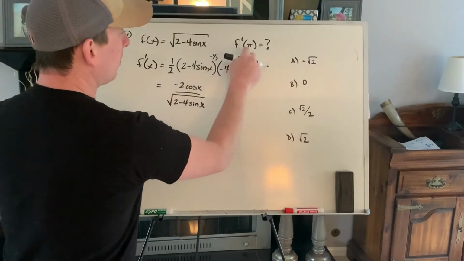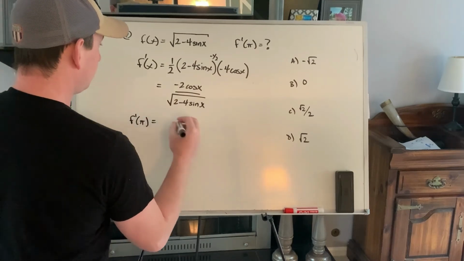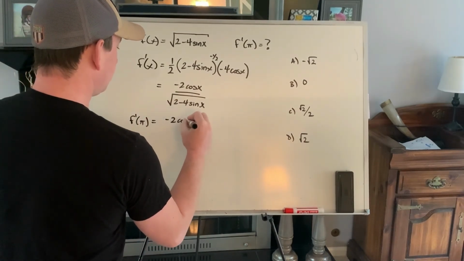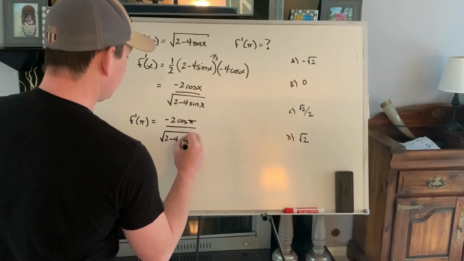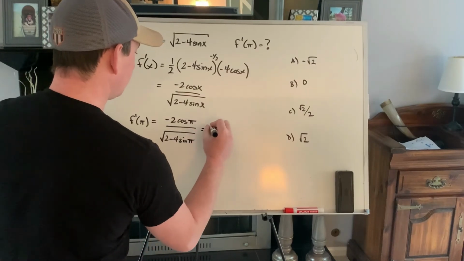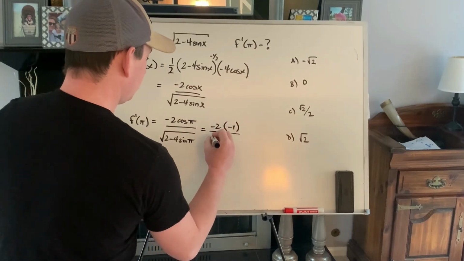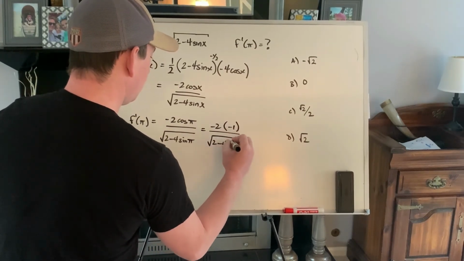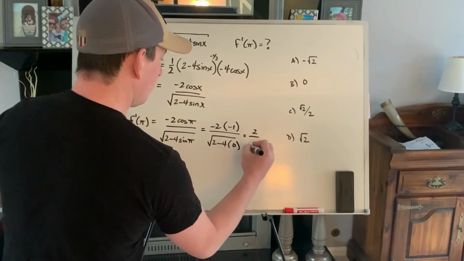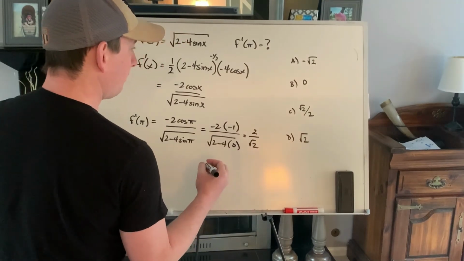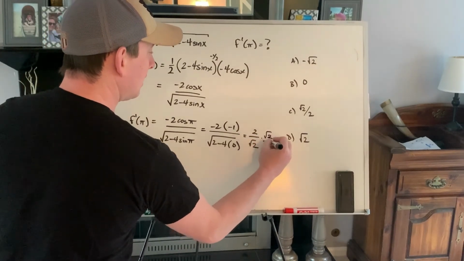Okay, that's f prime. What I want is f prime of pi, so we're just plugging pi in. Cosine of pi is -1. The sine of pi is 0. So we're going to get 2 over root 2. I don't see my answer here, so I guess I have to rationalize.